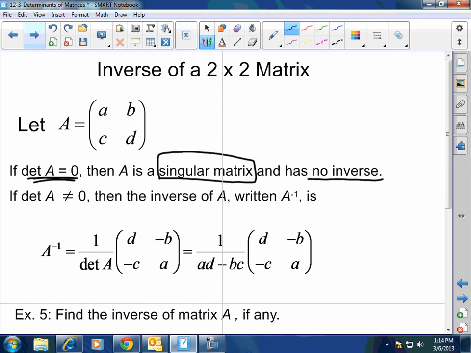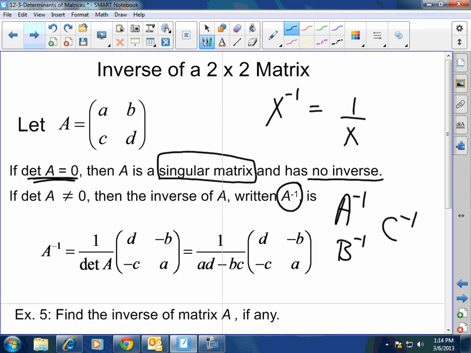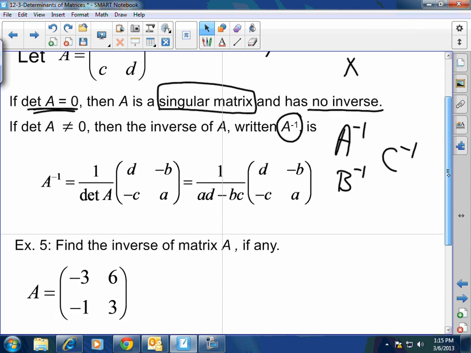And you write the inverse like this, A to the negative 1. When you have A to the negative 1, or B to the negative 1, or C to the negative 1, that to the negative 1 means an inverse. Because let's think about that. Doesn't that equal 1 over x? That's the inverse. Okay, so this is the one hard formula. Not because it's tough, but just because a lot of people don't remember it.